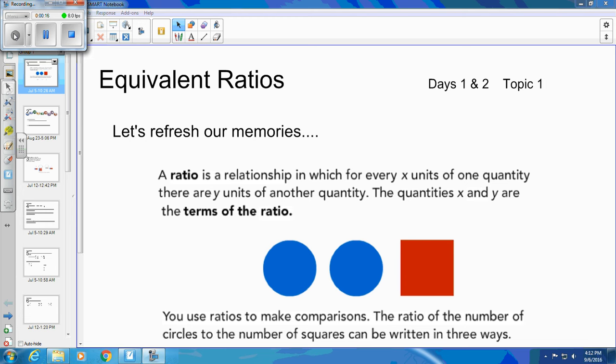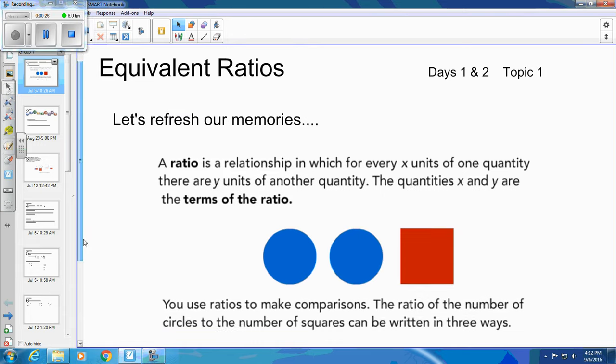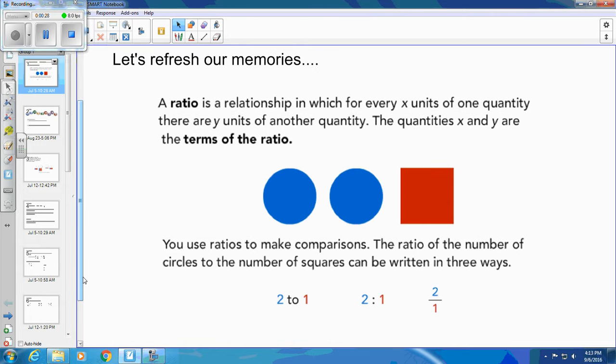A ratio is a relationship in which for every x units of one quantity, there are y units of another quantity. The quantities x and y are the terms of the ratio. You can use ratios to make comparisons.